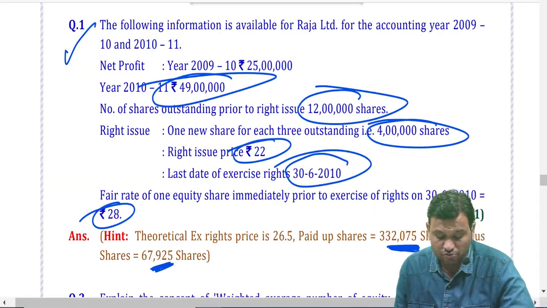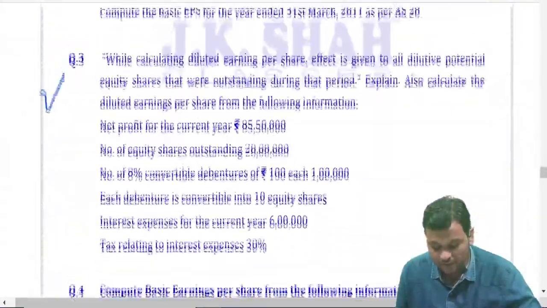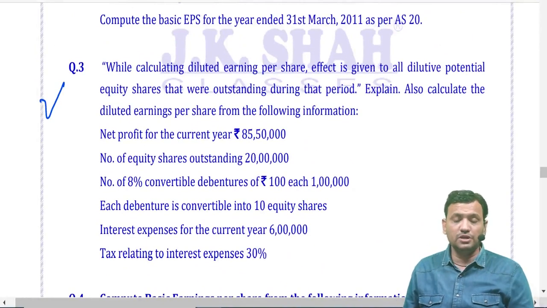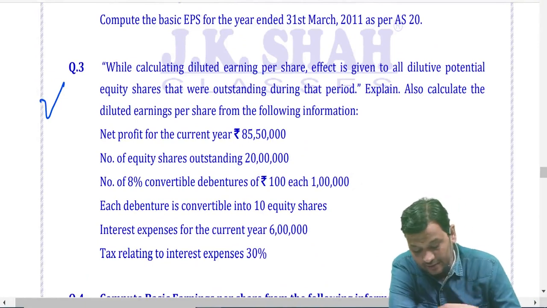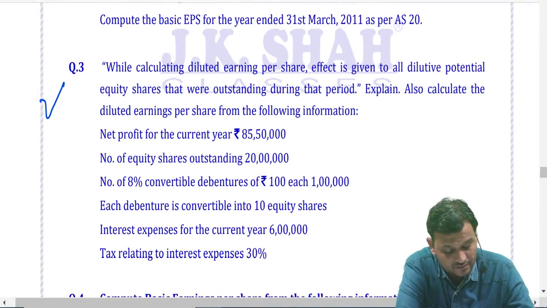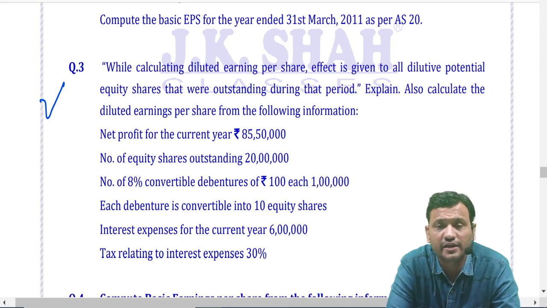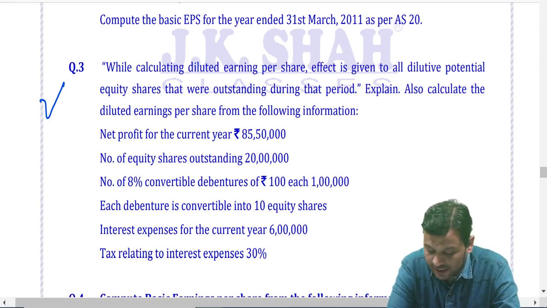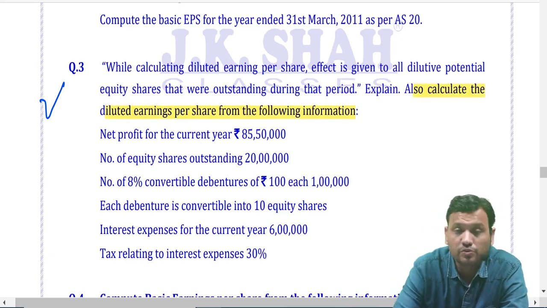Okay, friends, let us do some questions with respect to this part, and then our standard gets over. Question number 3 from homework section I am doing. While calculating diluted earning per share, effect is given to all dilutive potential equity shares that were outstanding during the period. Explain. Also calculate diluted earning per share. So I am going to do this work.